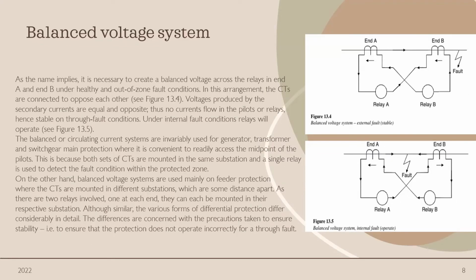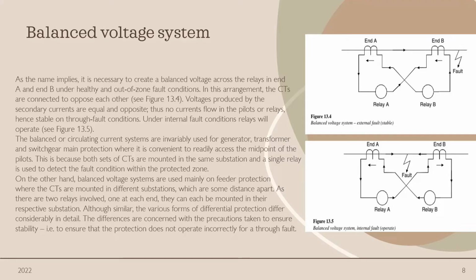Balanced voltage system. As the name implies, it is necessary to create a balanced voltage across the relays at end A and end B under healthy and out-of-zone fault conditions. In this arrangement, the CTs are connected to oppose each other, as in Figure 13.4. Voltages produced by the secondary currents are equal and opposite. Thus, no current flows in the pilots or relays, hence it is stable under through fault conditions. Under internal fault conditions, the relays will operate, as you can see in Figure 13.5.